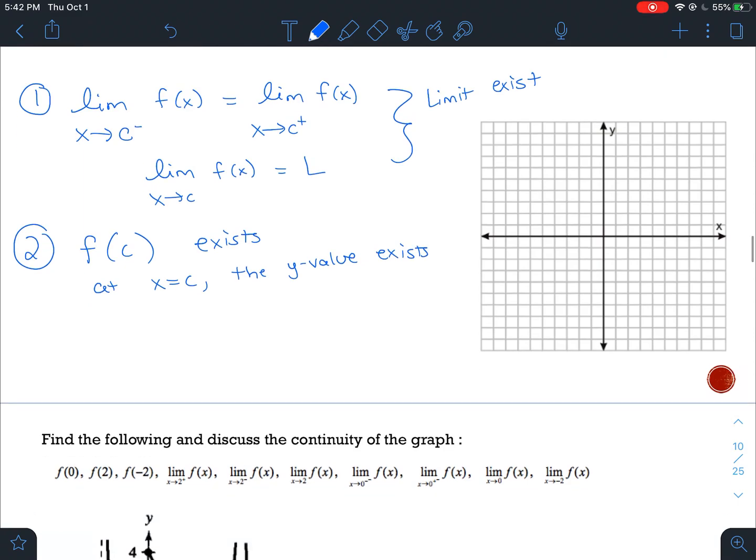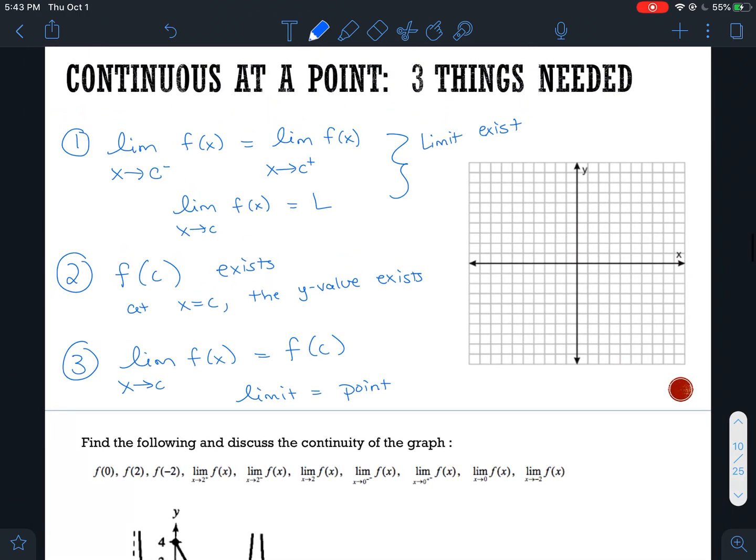The y value exists. And not only that, but whatever the limit is, whatever height the graph is approaching, has to be that y value. So the limit is the same as the point. So for a function to be continuous at a point, 3 things need to happen.